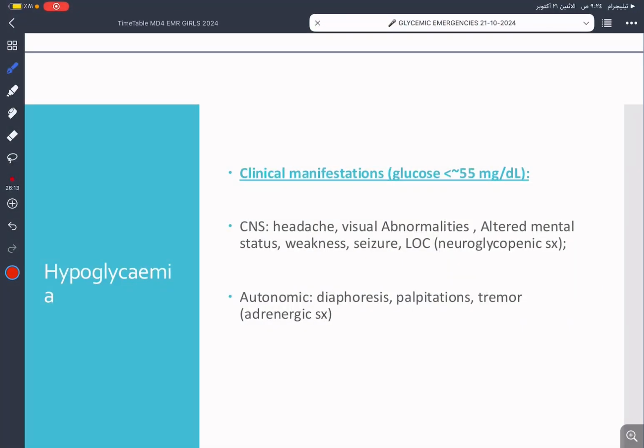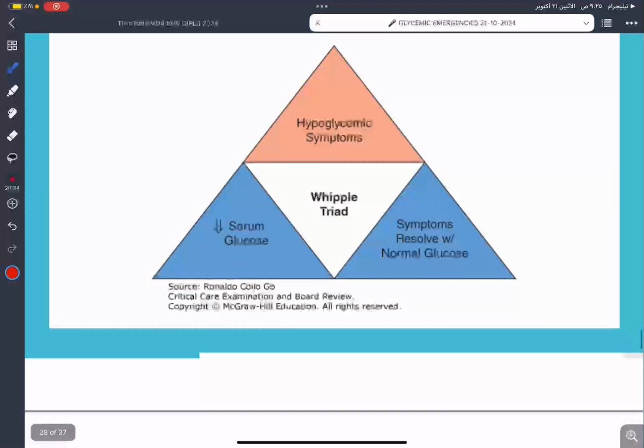Usually the level should be below 60 milligrams per deciliter, or sometimes up to 55. You mentioned most of the presentations. Do you know Whipple's triad? Hypoglycemia, hypoglycemic symptoms, and resolution of symptoms after administering dextrose. We call it a glucose trial, and this is how we diagnose hypoglycemia.